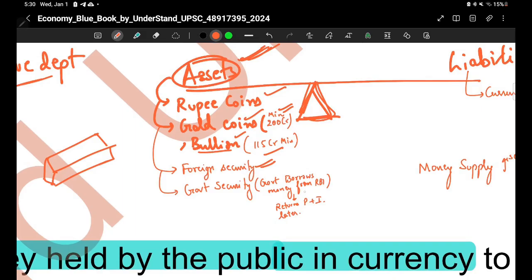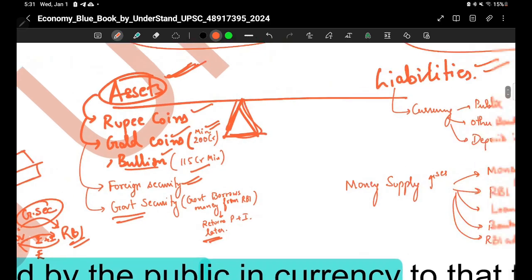Then government security. Government borrows money from RBI. Right. This is government. This is RBI. Government borrows the money from RBI and gives government security in exchange. So this is an asset for RBI, government security. Because later on government will pay back this money with some interest. Okay, this is one asset.